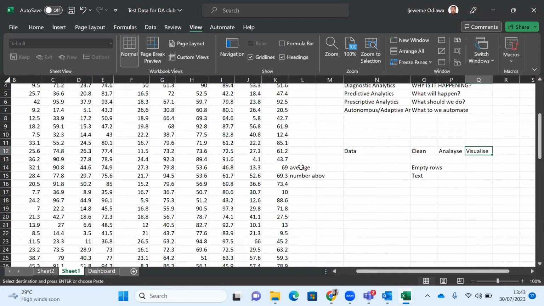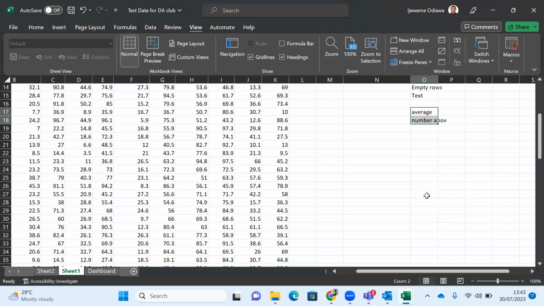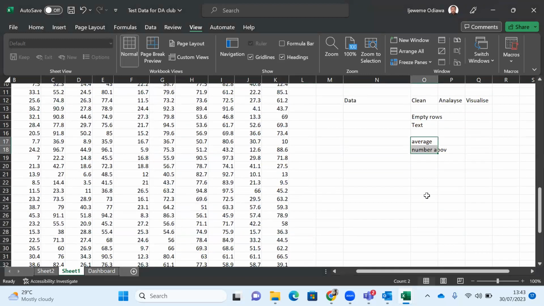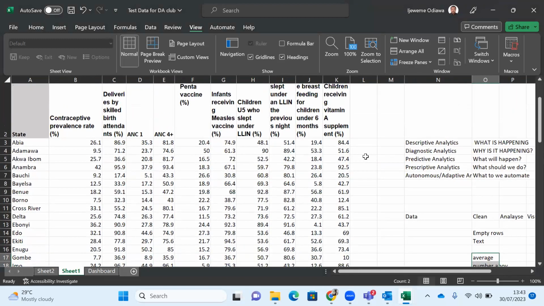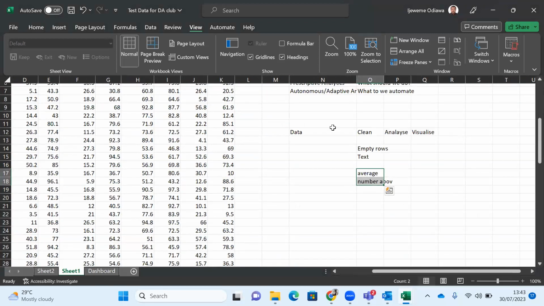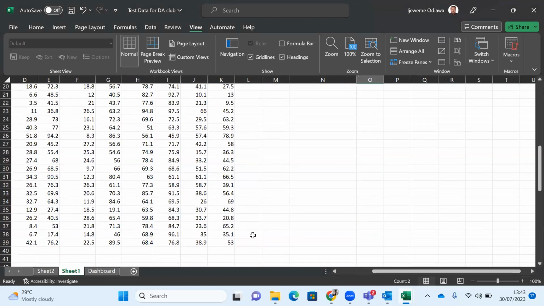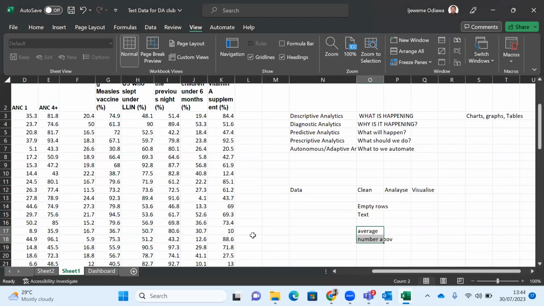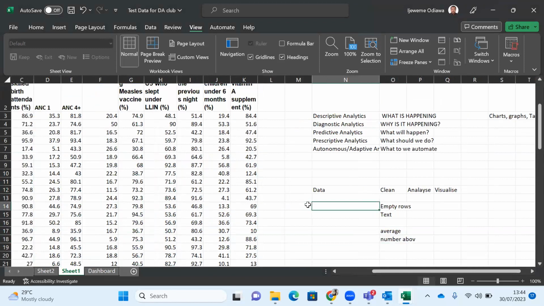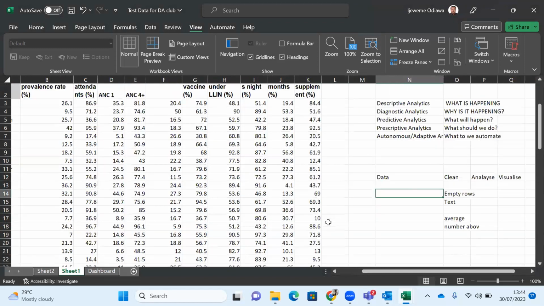So let's analyze. First of all, we have to remove everything around the table, right? It is bad practice to leave data around a table. So let there be space around a data set. Ideally, all these are not supposed to be here. In fact, all this text, we should remove all of them. But just for the sake of our conversation today, let's just leave them. Normally they're not supposed to be there.